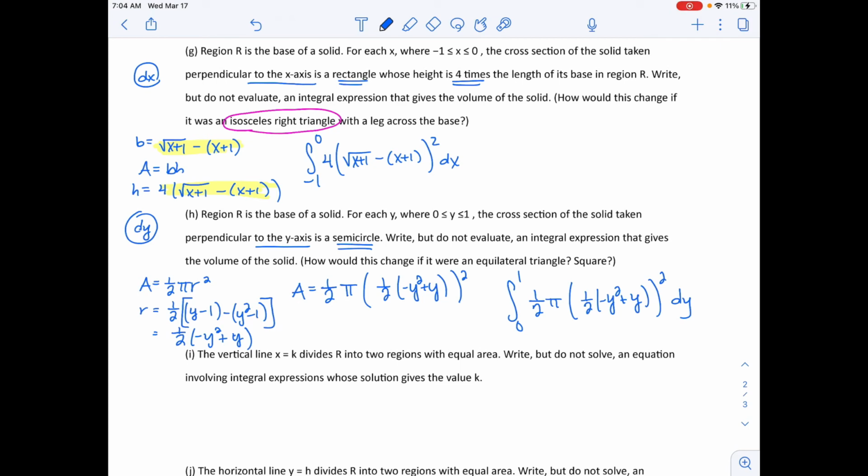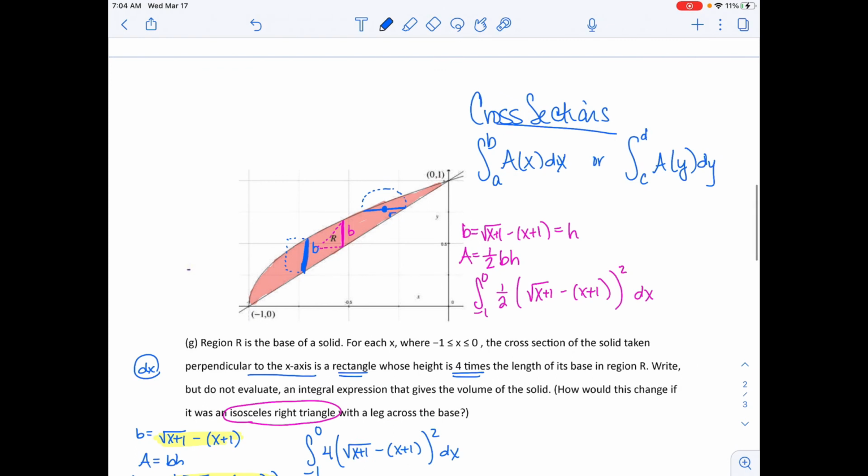All right, part I, the vertical line x equals k divides R into two regions with equal area. So I'm going to erase what we have here. And I'm going to color our region again. And we need to figure out a vertical line x equals k that splits this area up equally. Half on the left, half on the right. So we've got some k, maybe here-ish, that splits up that area evenly.